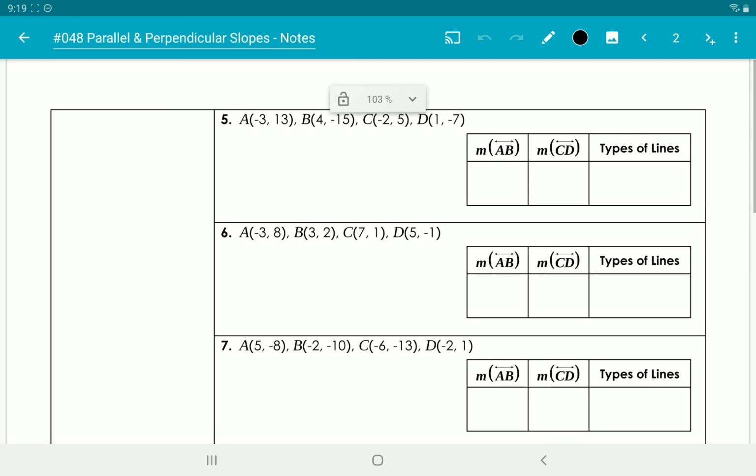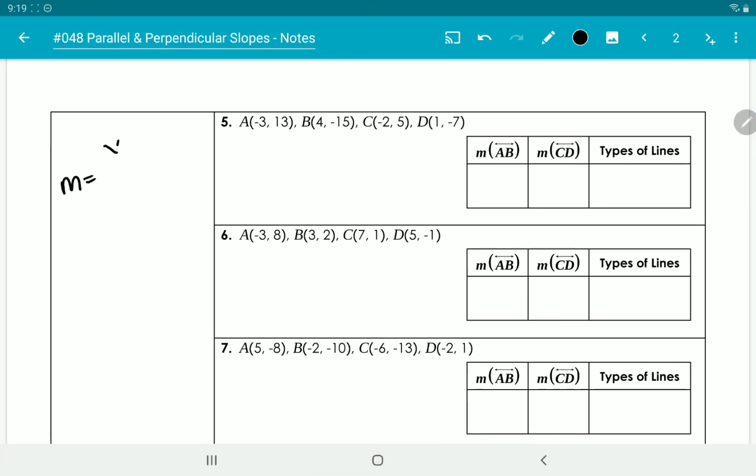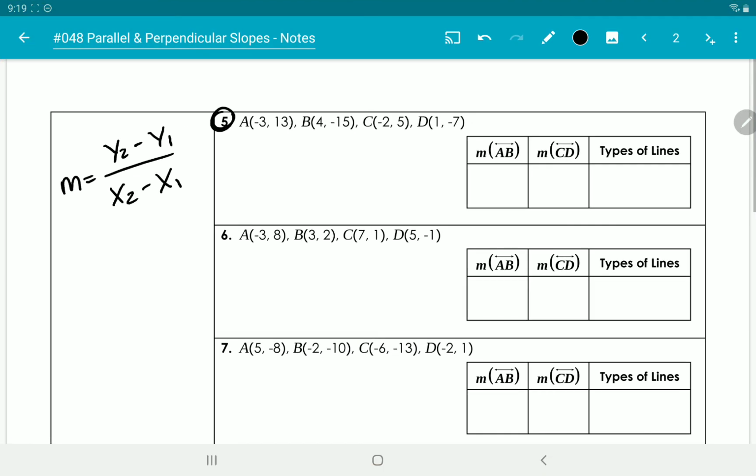So again, I'm going to go ahead and write the equation for slope over here. It's going to be y2 minus y1 over x2 minus x1. Okay. I want you to go ahead and try the rest of these. Go ahead and pause the video. I want you to try 5, 6, and 7 on your own, and I will go ahead and give you the answers to the types of lines once you press play.